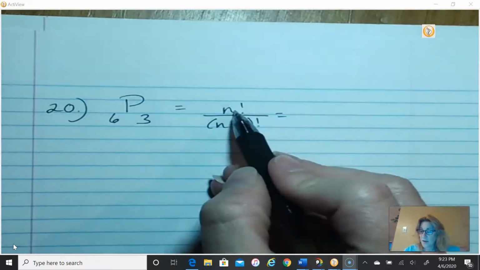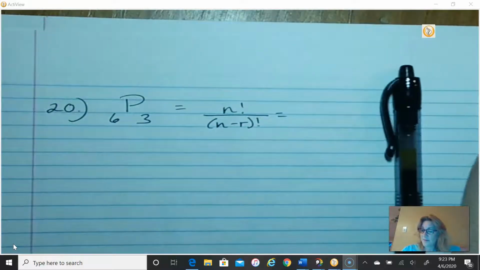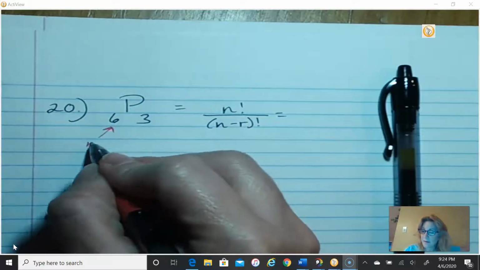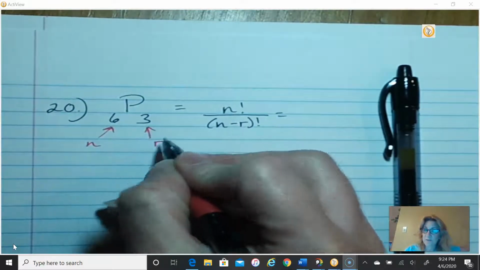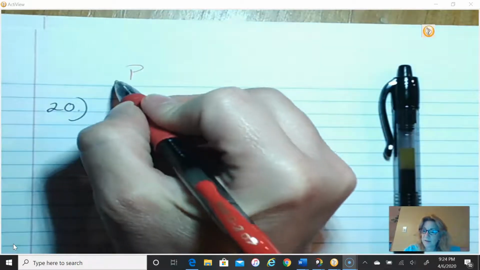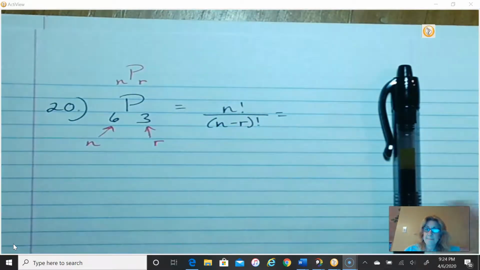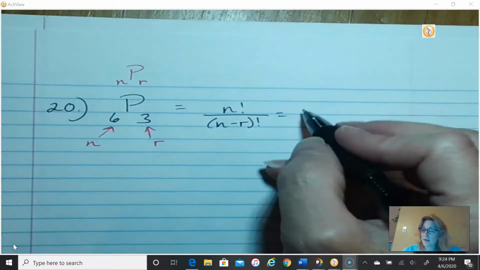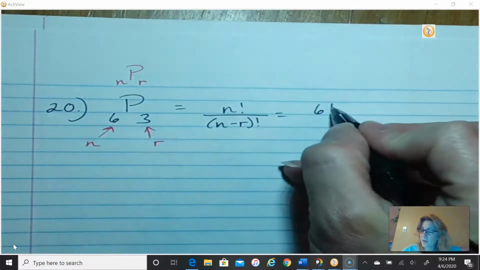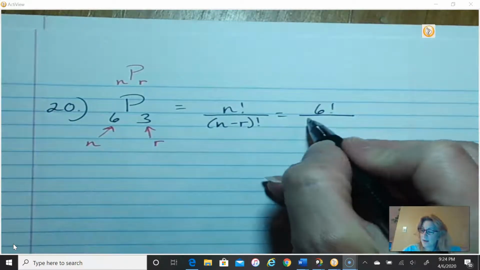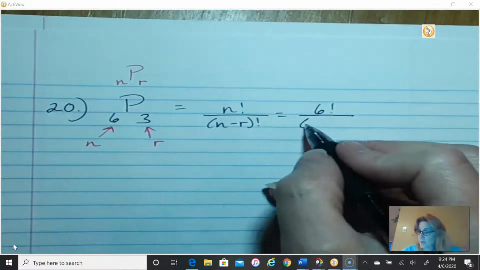All right, so n factorial. Remember, this is your n. That's your r. Remember, it looks like this. Okay? All right, so n is 6 factorial. And then I have n minus 3.